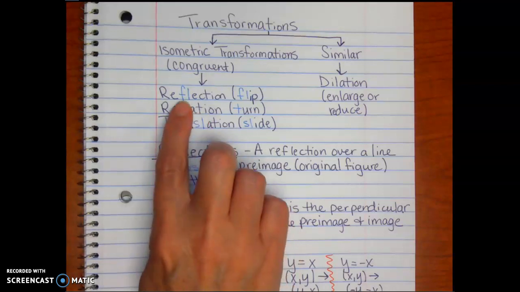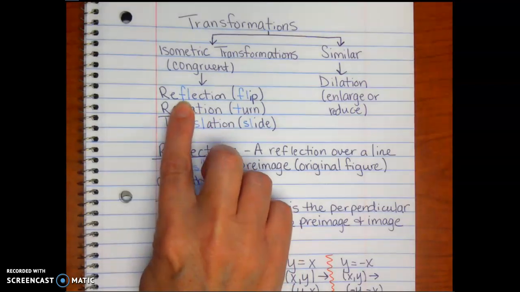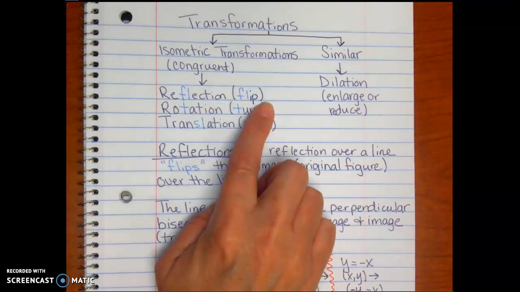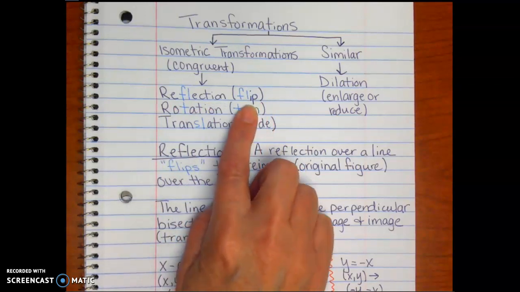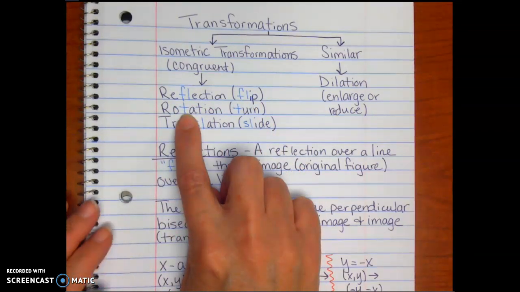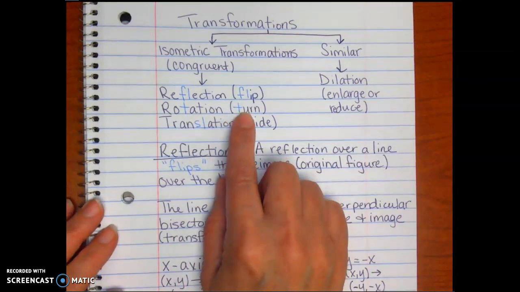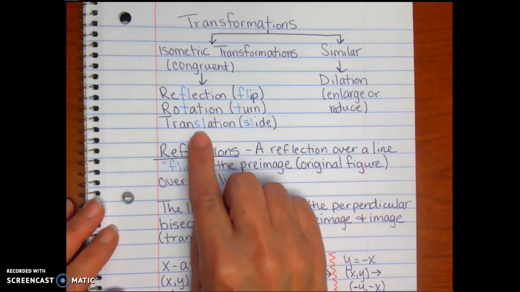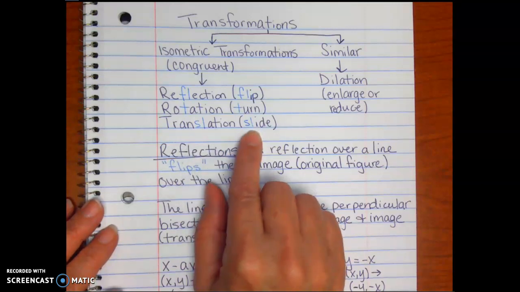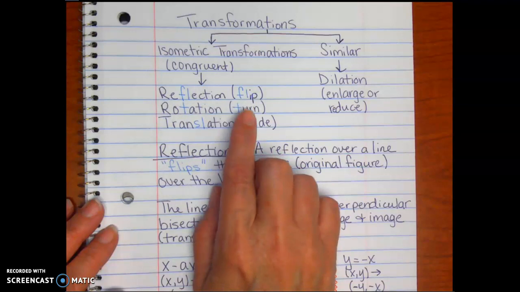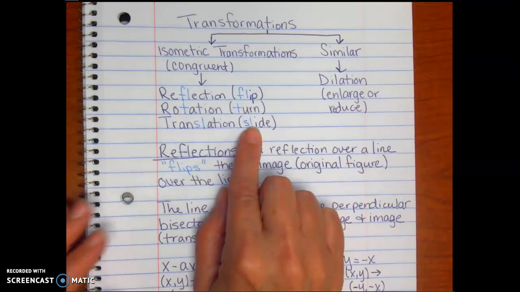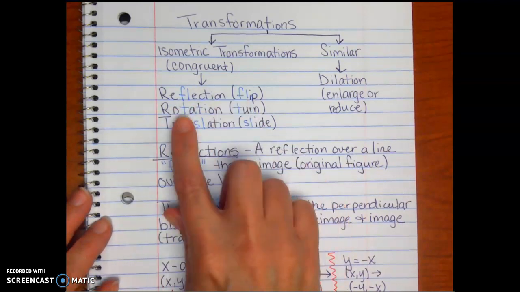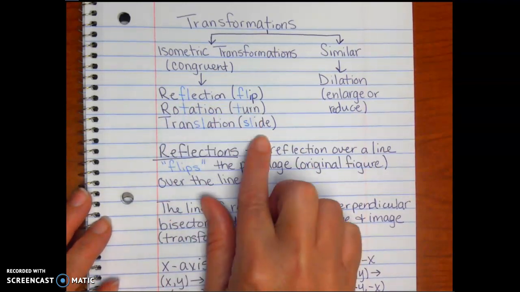We have the reflection, which I've highlighted in FL here in blue, which means it is a flip. We have a rotation, which I've highlighted in blue here for a T, and that means it's a turn. We have a translation, which is SL, which means it's a slide. So I've color-coded these so that you can associate the transformation with what's happening to it. A reflection flips, a rotation turns, and a translation slides.